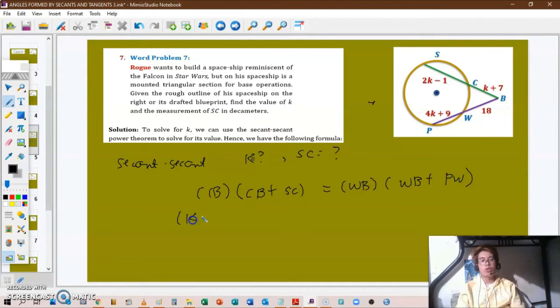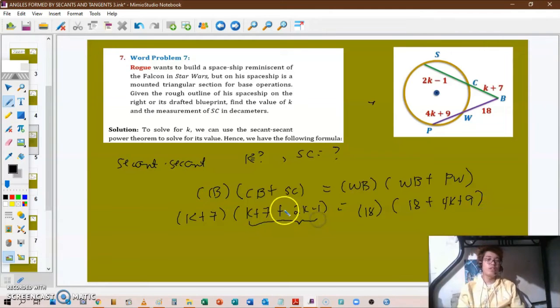So what's the value of CB? Let's write it here. It's going to be (K plus 7) multiplied by CB, again, so CB is equal to K plus 7 plus SC, so that's 2K minus 1. And it's going to be equal to WB, which is equal to 18, multiplied by 18 plus PW, which is equal to 4K plus 9. And what we can do here is simplify the terms inside of the parentheses. So we have here (K plus 7) multiplied by, K plus 2K, so it's going to give us 3K, and then 7 minus 1, so that's going to give us positive 6. It's going to be equal to 18.